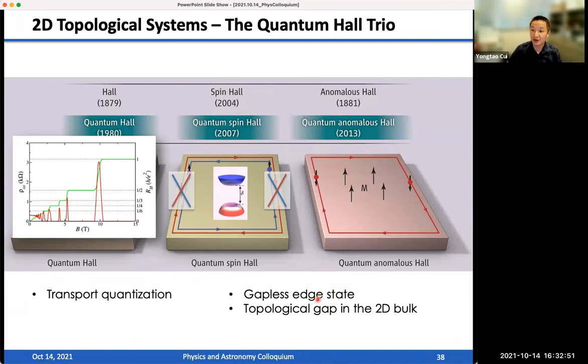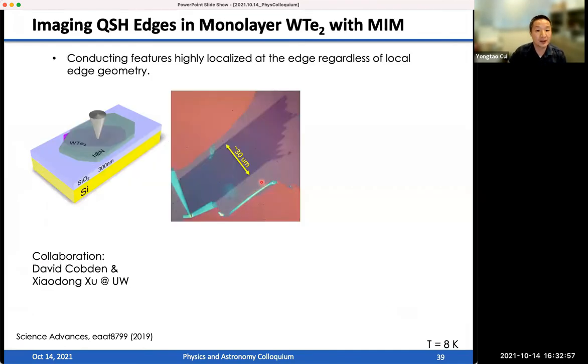detect these two signatures in some of the new 2D topological systems. Okay, so the first example is a monolayer tungsten telluride. And this material has been demonstrated to be a quantum spin Hall system. So here is a picture of this monolayer tungsten telluride. That's this stripe here. And what's on top is a boron nitride. So that's basically protecting this material from oxidation.